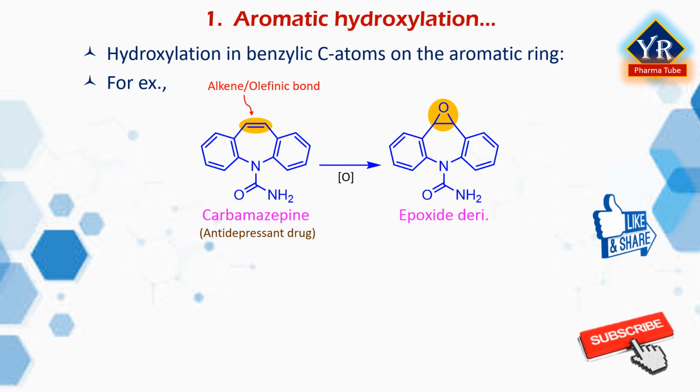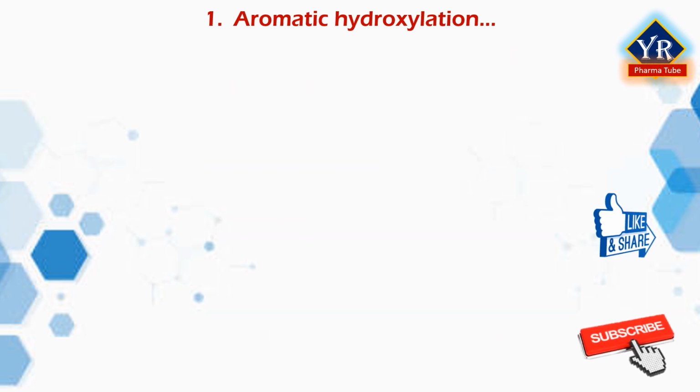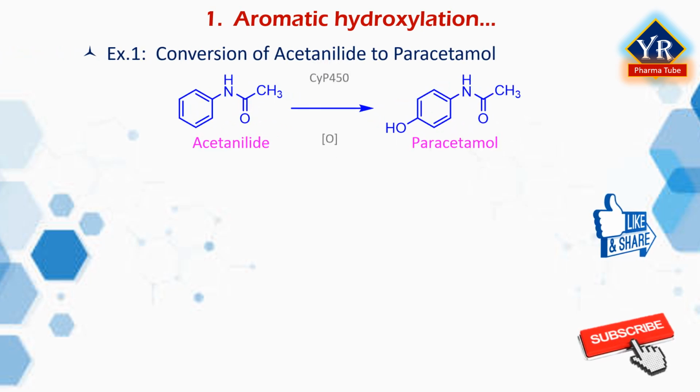A combination of benzylic hydroxylation and epoxidation can be found in the metabolism of safrole to the toxic hydroxy epoxide. There are many examples of aromatic hydroxylation reaction. In the first example, acetanilide is converted to paracetamol, that is 4-hydroxyacetanilide, by the cytochrome P450 liver enzyme. Acetanilide is pharmacologically a weak painkiller, that is analgesic, but the product paracetamol is a more powerful analgesic.